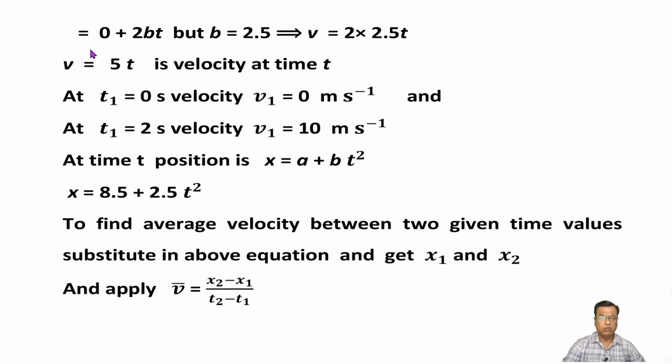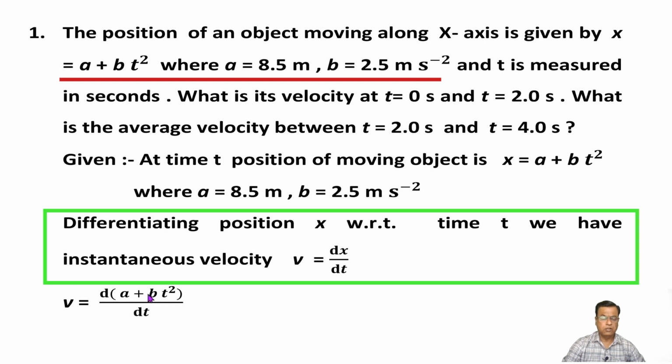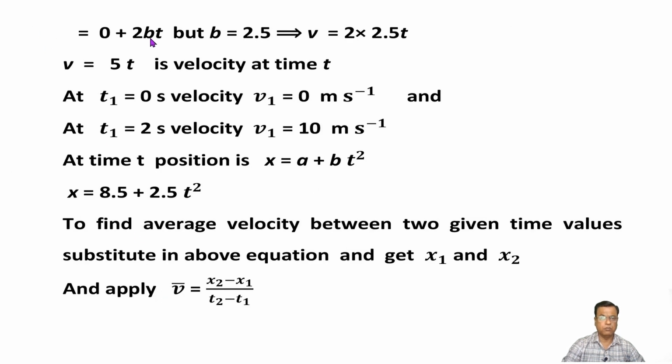So we have v equal to 0 plus 2bt. Here you see a is the constant, so the differentiation of the constant is 0. Here differentiation of t square becomes 2t, so b into 2t. So v equal to 0 plus 2bt. Substitute value of b, so we have 2 into 2.5 into t. So v equal to 5 into t is the velocity at time t. So this is the instantaneous velocity.